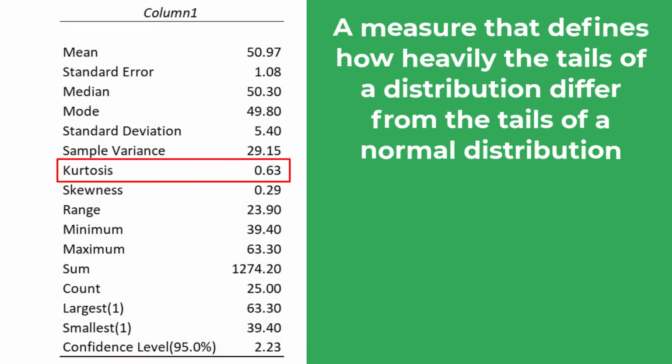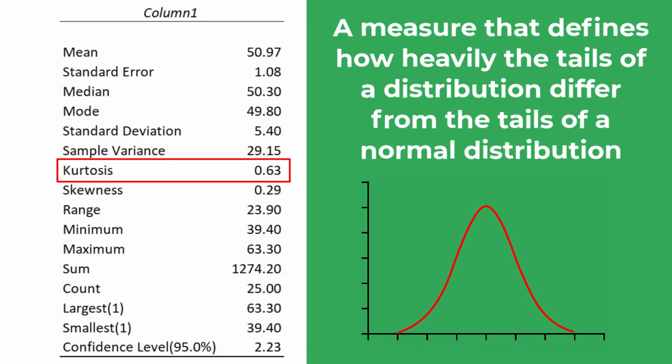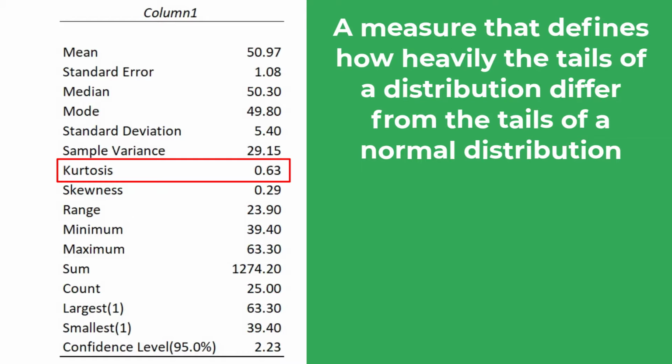Under the variance value, we have the kurtosis. Kurtosis is a measure that defines how heavily the tails of a distribution differ from the tails of a normal distribution. In Excel, a normal distribution has a kurtosis value of 0. Positive values indicate a relatively peaked distribution, whereas negative values indicate a relatively flat distribution. So I can see that my data has heavier tails than the normal distribution.